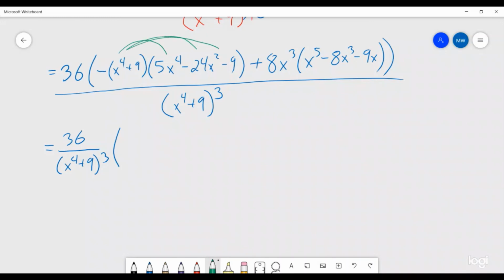So that's a negative, come on, there's the negative 5x to the 8 plus 24x to the 6 plus 9x to the 4. And we have a minus 45x to the 4th plus 24 times 9. What is that?